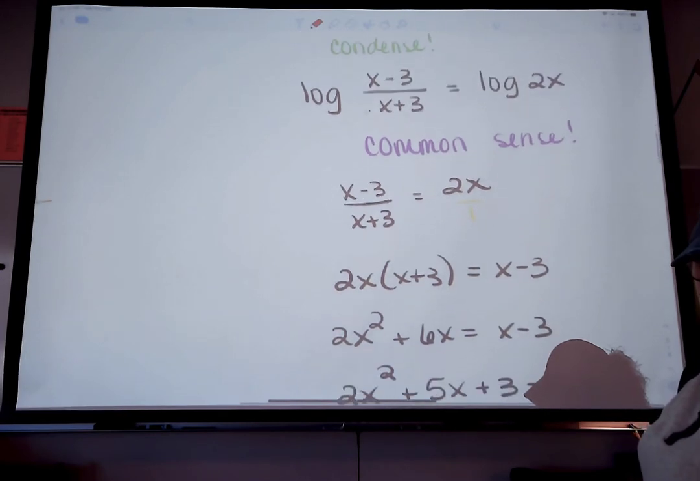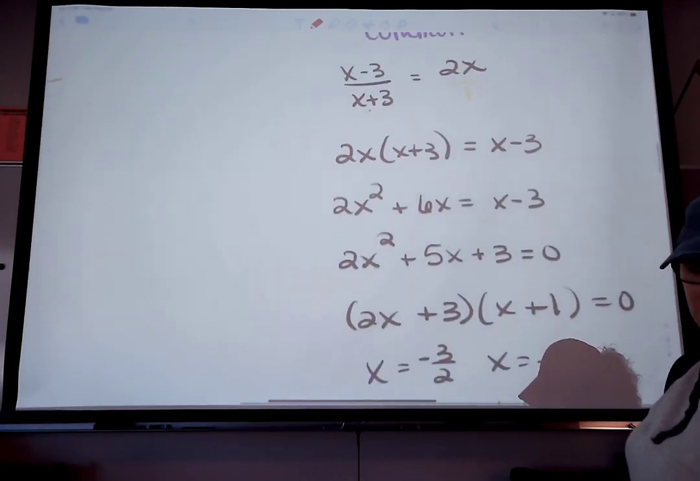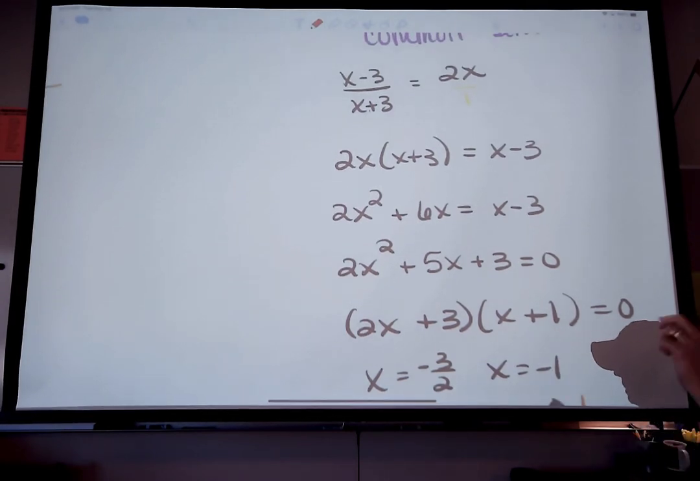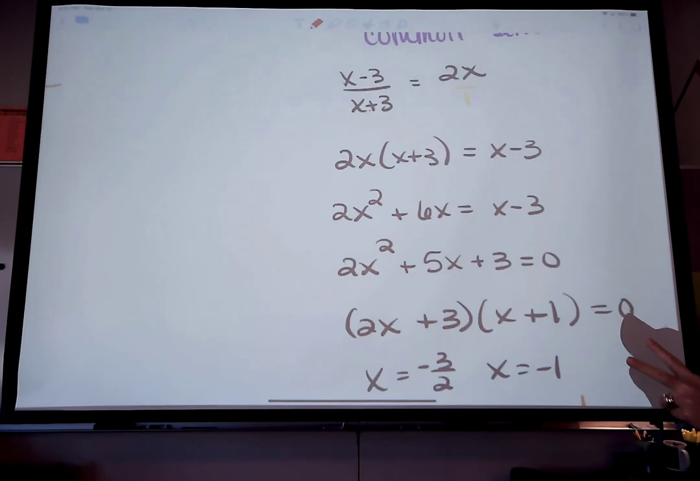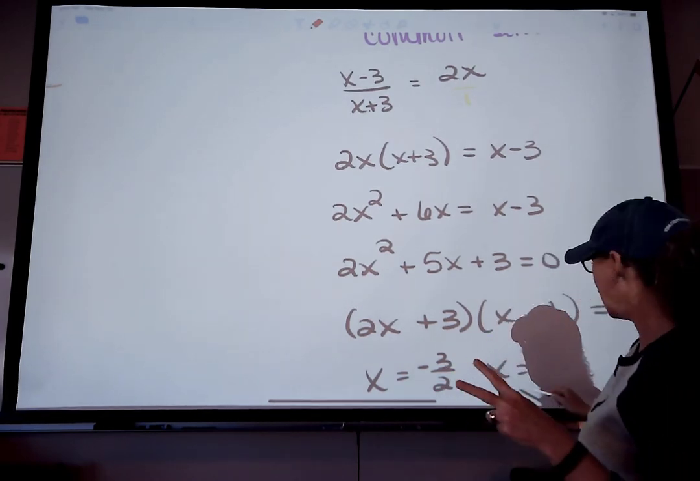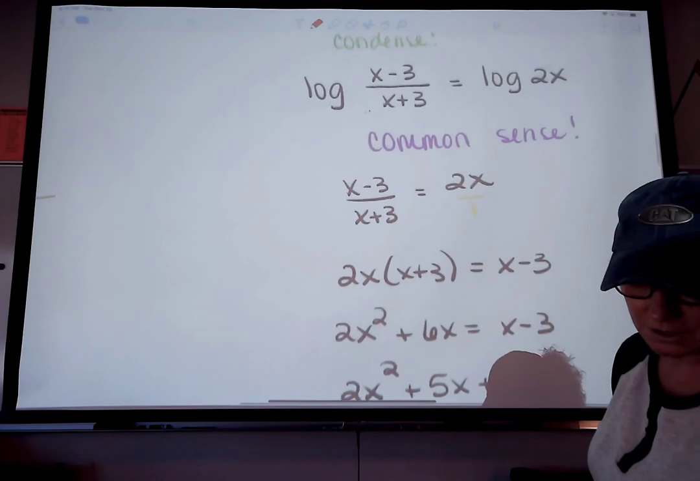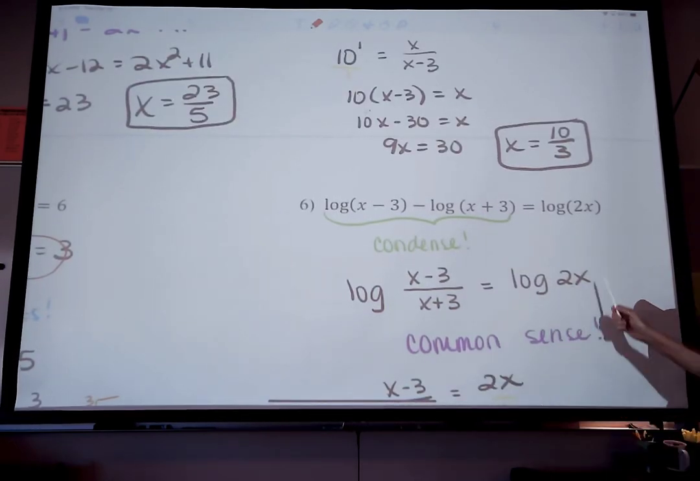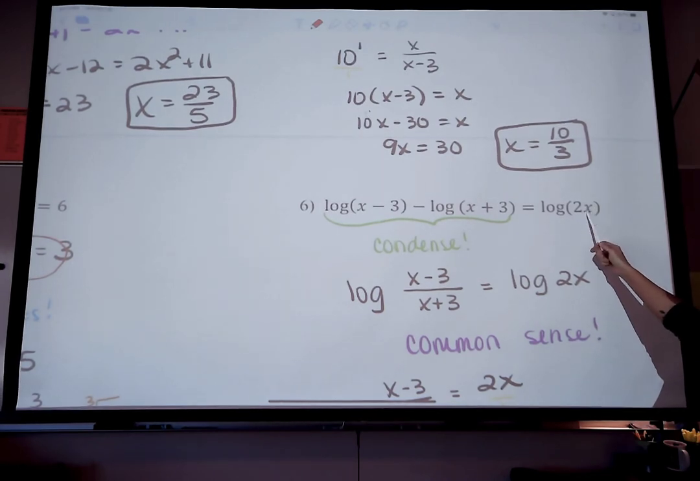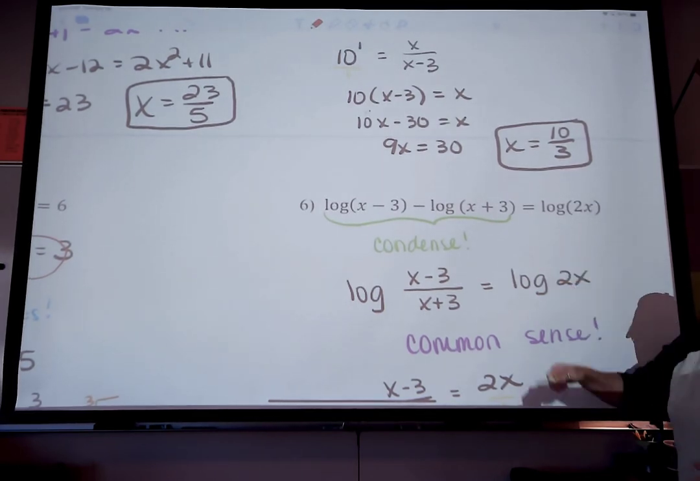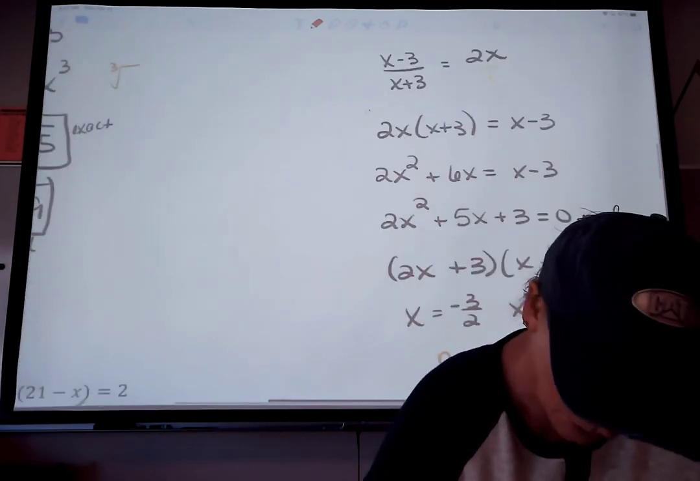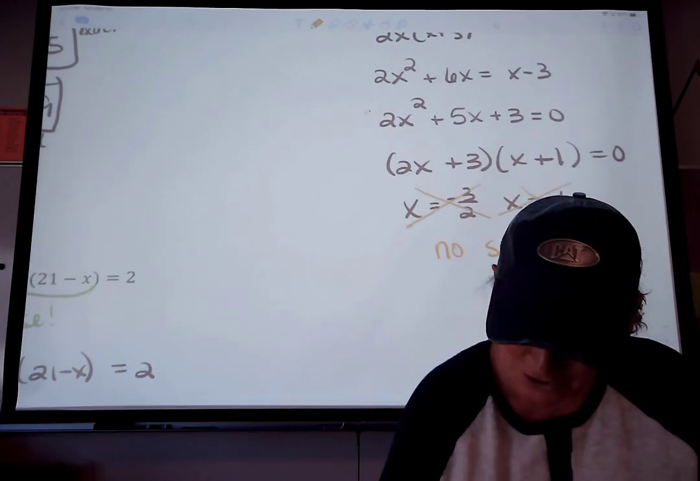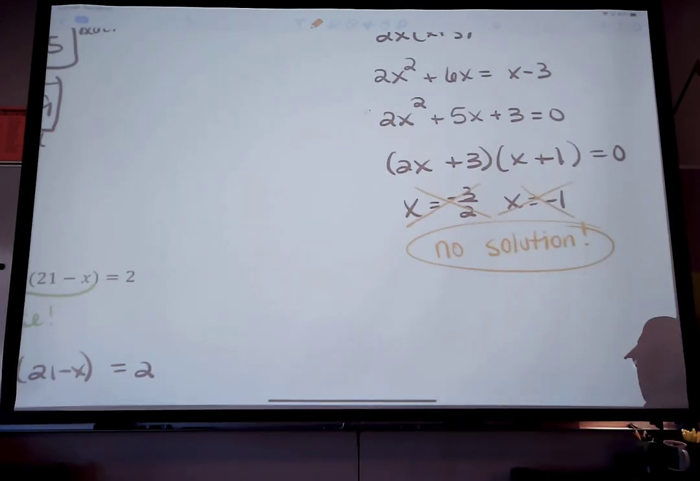I get a quadratic. I set it equal to 0 and I factor. I get 2 solutions: -1.5 and -1. I got both our negative solutions. As soon as I put a negative number in here, I can't do this problem. So unfortunately, I did all that work, but it turns out neither one of them can be a solution. Doggone it.